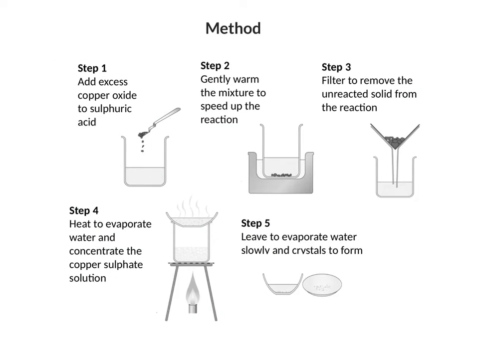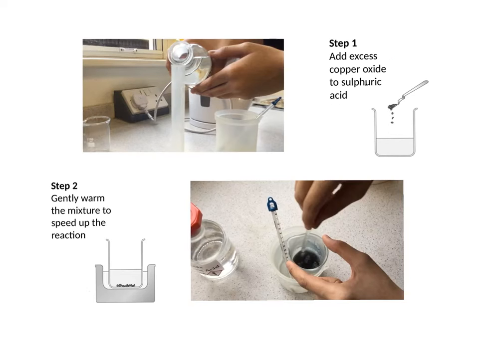You're going to first of all add excess copper oxide to sulphuric acid and warm the sulphuric acid in a hot water bath. You're then going to filter off any unreacted copper oxide to get your blue solution, and you're going to evaporate the water from your blue copper sulphate solution to leave you with crystals of copper sulphate.